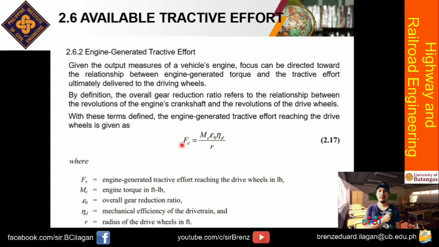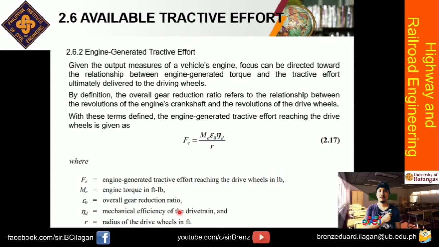So we have F sub E, kung saan yung F sub E natin is the engine-generated tractive effort reaching the drive wheels, which is in the unit of pound. M sub E, so di ba yan yung engine torque natin? And epsilon sub O, that is the overall gear reduction ratio. So ito naman is given naman yan, ibibigay sa problem. Or may table na iproprovide sa inyo to find the overall gear reduction ratio. N sub D is the mechanical efficiency of the drivetrain, and R will be the radius of the drive wheels in feet.